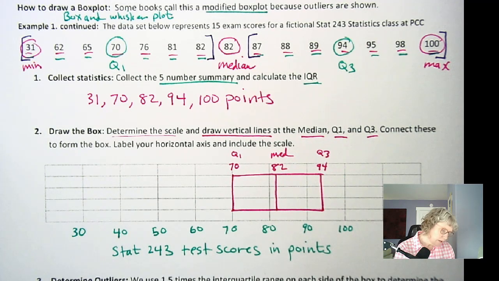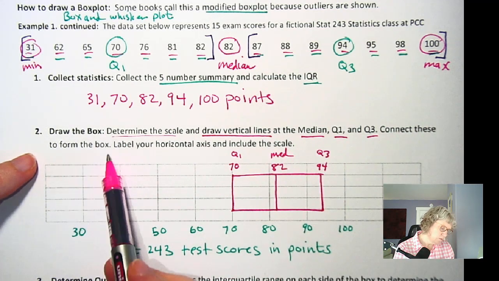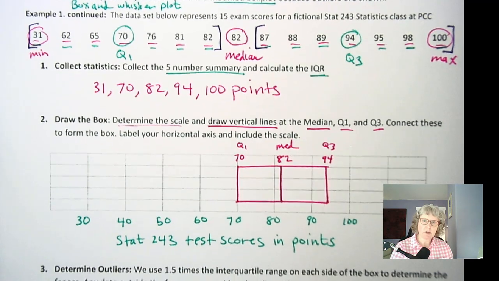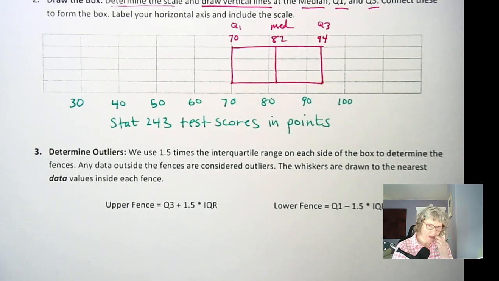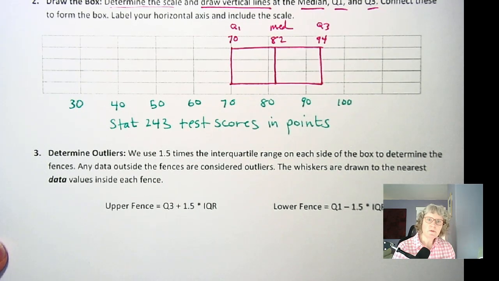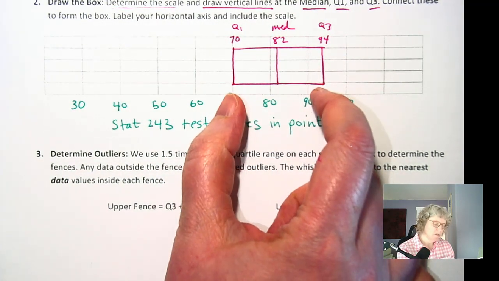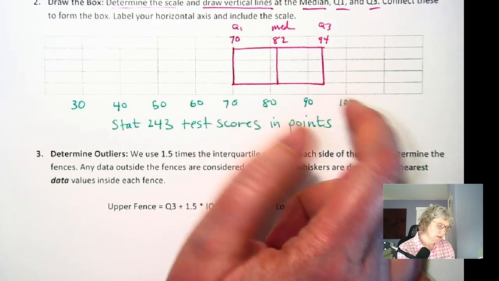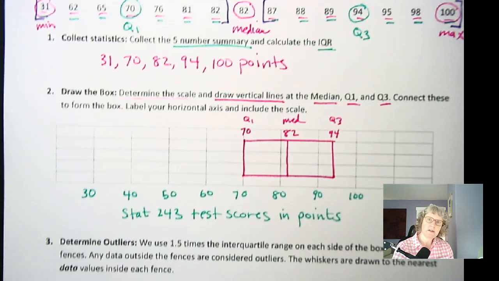Okay, so let me make sure I did all this. I drew the 3 vertical lines, I connected them to form the box, and I labeled the horizontal axis and included the scale. So we got that step all done. The next step is to determine whether there are any outliers. So the rule for this uses the interquartile range. And remember, the interquartile range is the width of the middle 50%, so it's actually the width of this box. I don't think we had calculated it yet. Oh yeah, we're going to do that in step 1 actually. I jumped ahead.